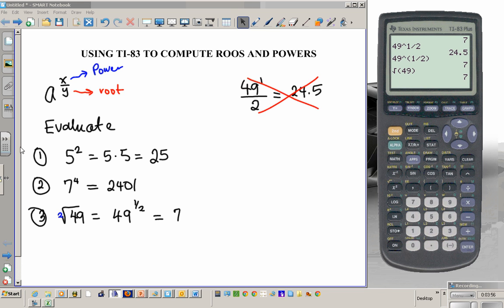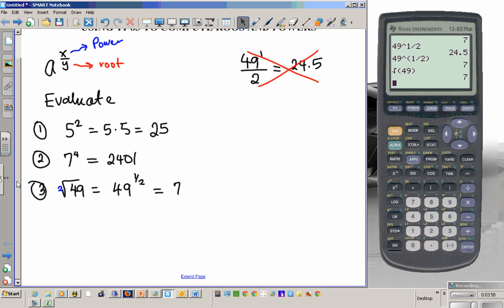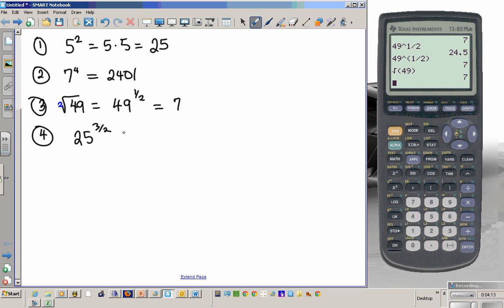Alright? Now let's do some more advanced exponential expressions. Number 4. What if I wanted to compute 25 raised to the 3 over 2? Doing this by hand, this is the root and that's the power, so it's going to be the square root of 25 raised to the third power. The square root of 25 is 5, so 5 to the third is 125.